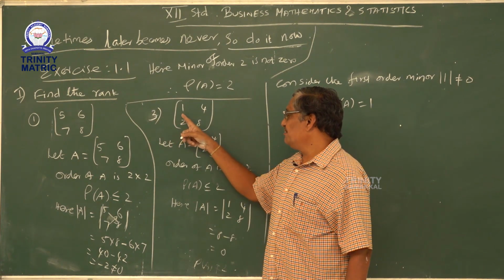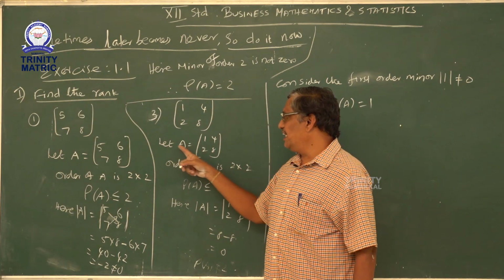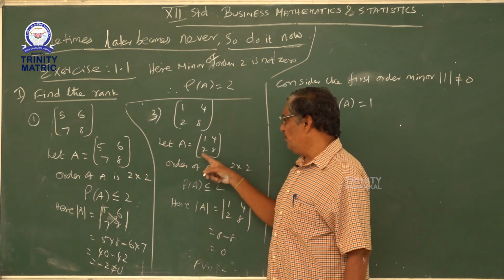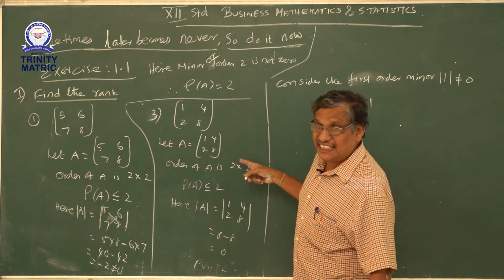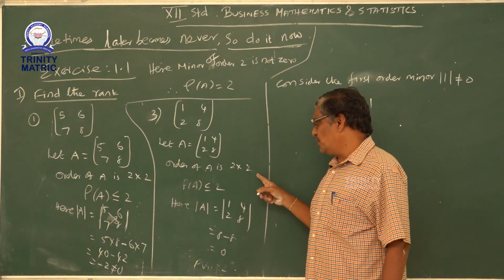I am going for the third sum. What is that matrix? The same 2 by 2 matrix: 1, 4, 2, 8. We should give it a name. Let A is equal to 1, 4, 2, 8. What is the order of the matrix? Yes, 2 by 2, because 2 rows, 2 columns.